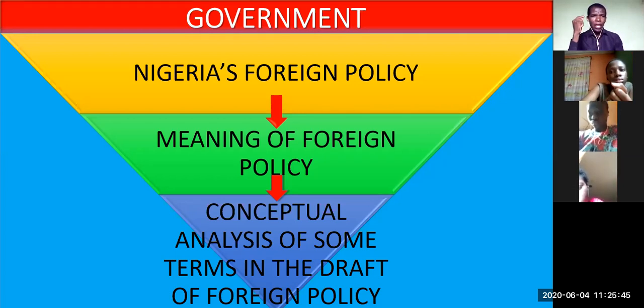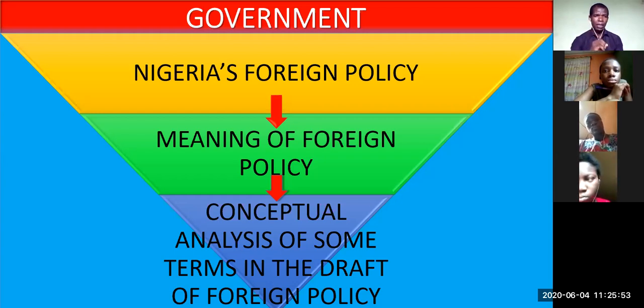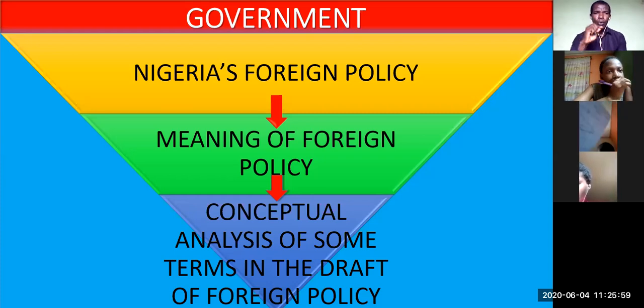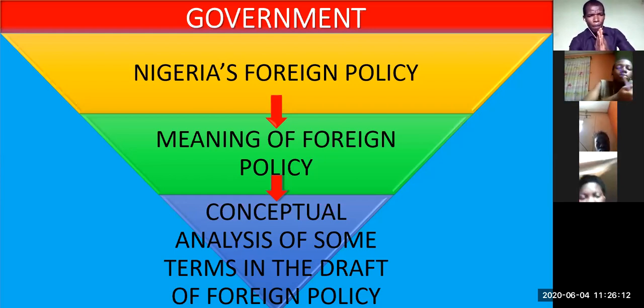But if Jessica will embark on a decision, okay, we make a policy, and for her to achieve the objective of the policy, she will need to interact with Olamide, who happened to be another entity. Then that policy she has embarked upon becomes a foreign policy.